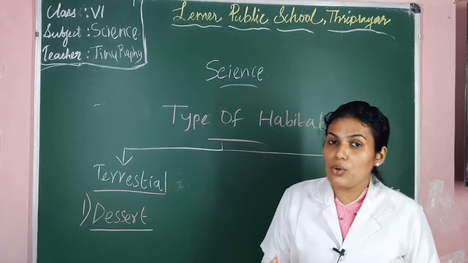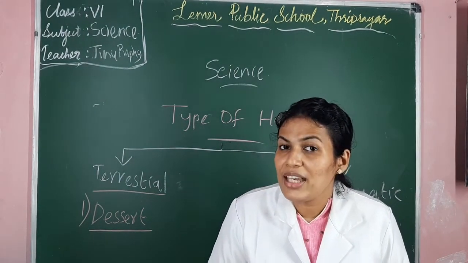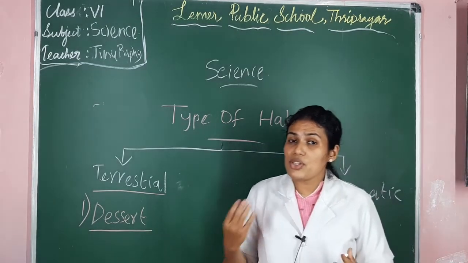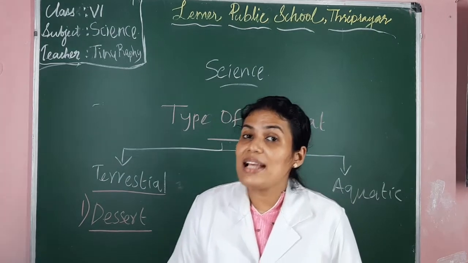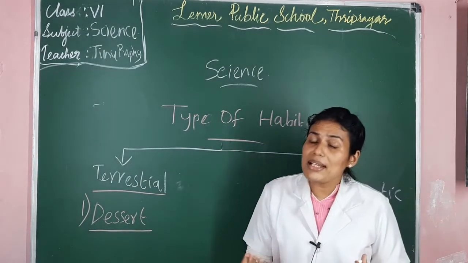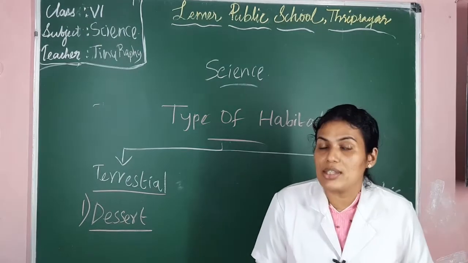the stem itself. So what is photosynthesis, dear children? Yes, photosynthesis is the process by which the green plants prepare food, isn't it? So in desert plants, they don't have leaves. The stem itself performs the photosynthesis.